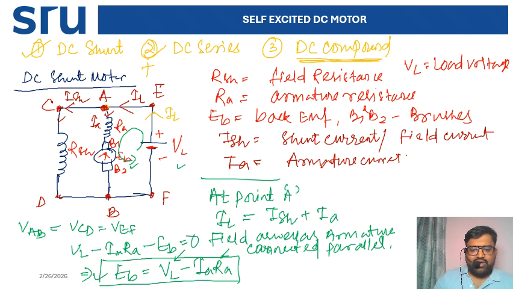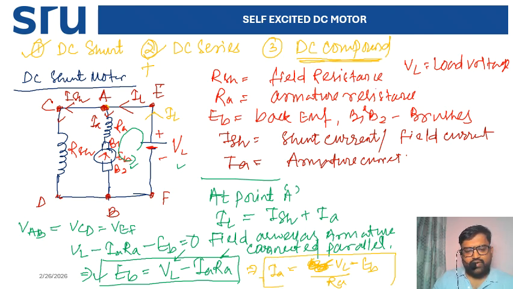Now from this you can also find out the IA value. How to find out the IA? IA equals VL minus EB by RA. Sorry, you can change this one. If you solve this one, you will get this. Just take this point to this side, and IA equals VL minus EB by RA.